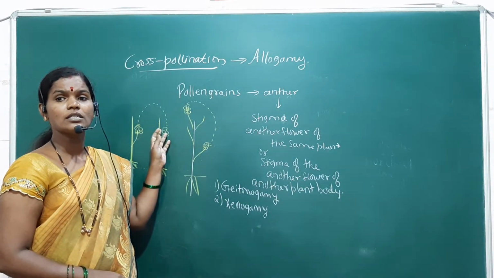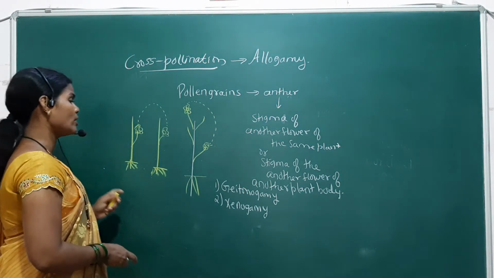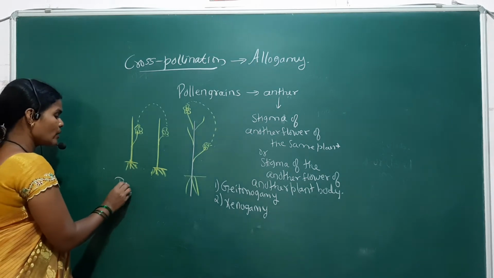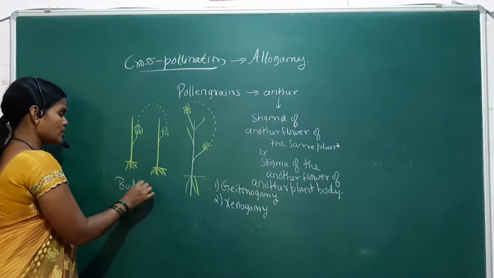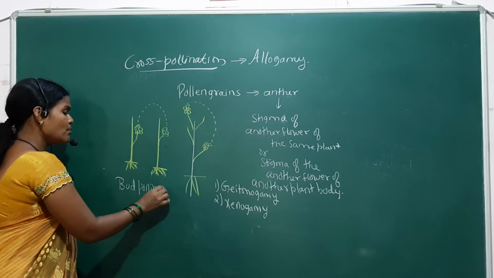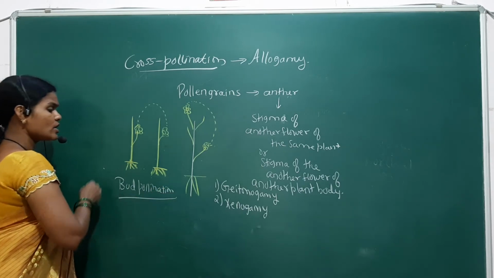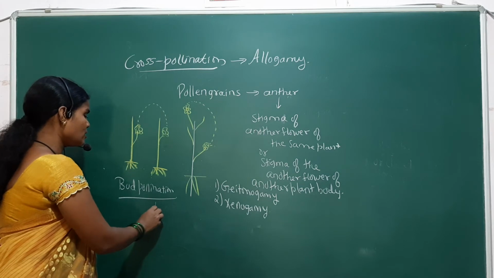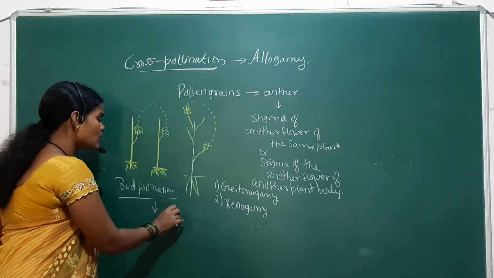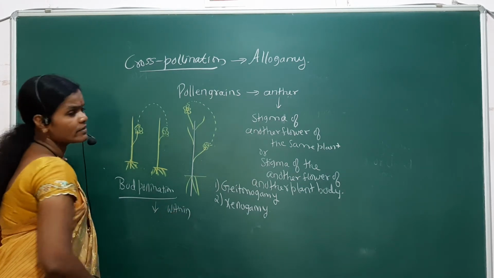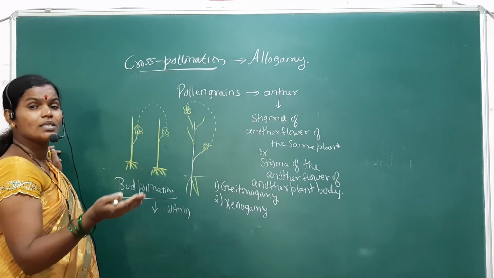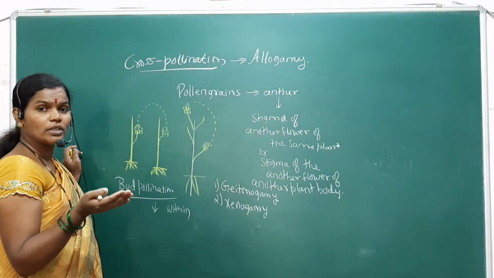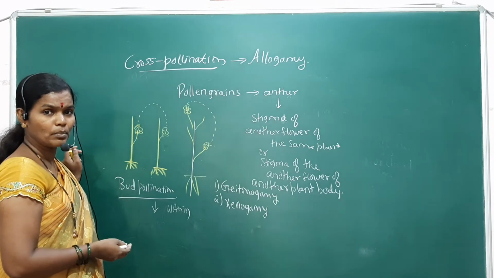Next, we are going to see bud pollination. Now students, bud pollination is just like a cleistogamous condition. So this bud pollination occurs within the closed flower, but those closed flowers are present just above the soil, or we can say in the aerial part of the plant body.